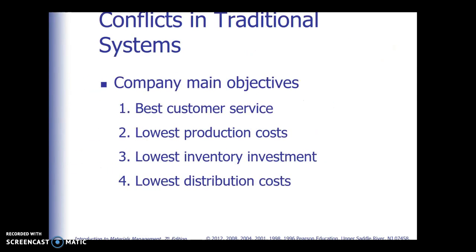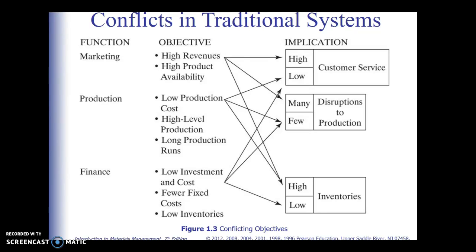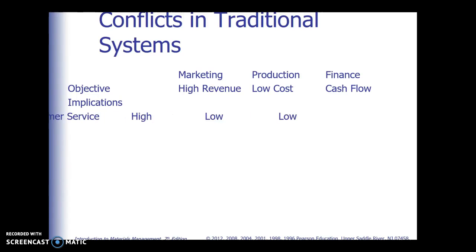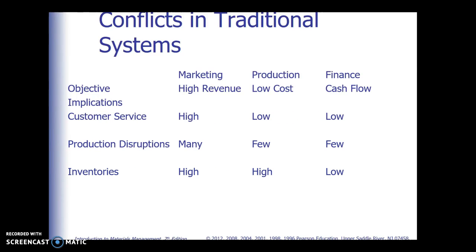And there are always going to be conflicts. Look at these four company main objectives. Then look at how the conflict is, how it's interwoven, and how the implications are for their three functions of marketing, production, and finance. Let's look at this following table. We see again the different objectives, and we see how it affects high or low each one of those.